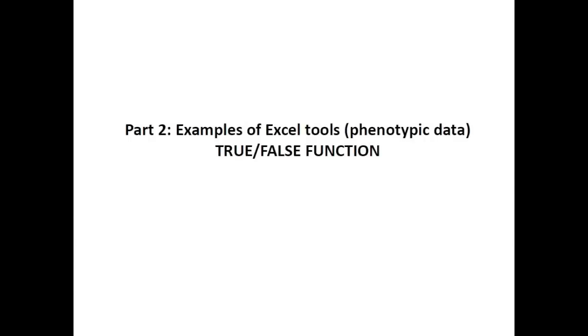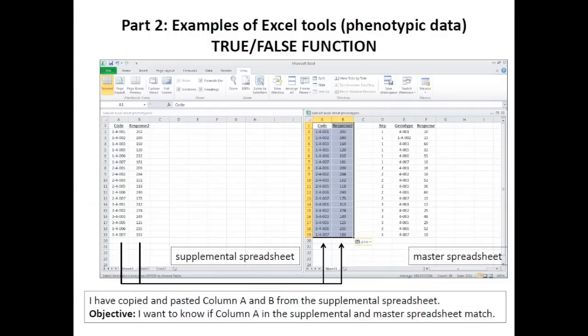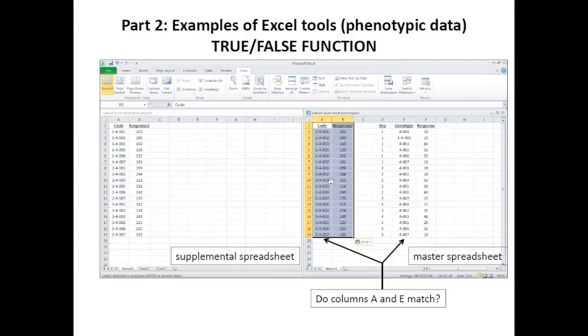The next function I wanted to show you guys is the true-false function. And for this one, we have the master spreadsheet and the supplemental spreadsheet, and I've just copied and pasted this information into the master spreadsheet. And my objective here is to see if column A and column E match in the master spreadsheet.